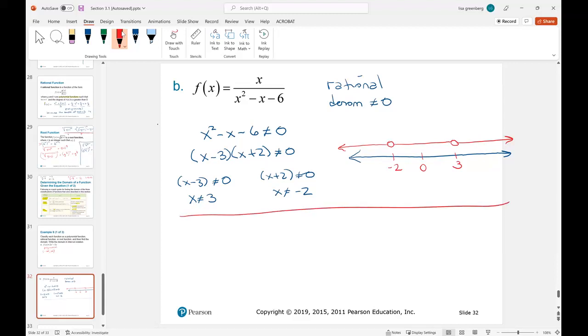So I'm going to call this interval 1, interval 2, and interval 3. So I have 3 separate intervals because they don't connect, because I have those open circles, right? So I have to figure out, is it positive or negative? Well, the only way to do that is to actually plug in a number.